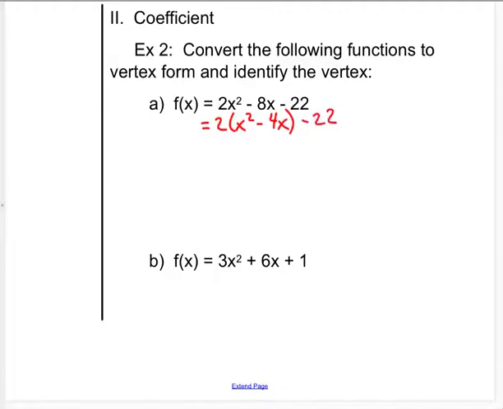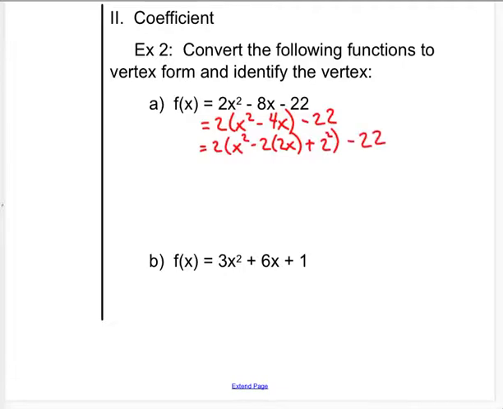So it's starting to look like vertex form. But the square is on the inside of the parentheses, not the outside. So I have to complete the square to finish that. So I complete the square inside. I cut that 4 in half. I had a 2 left over, so I add 2 squared. My minus 22 is on the outside.